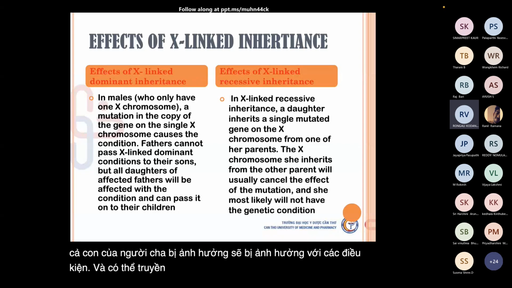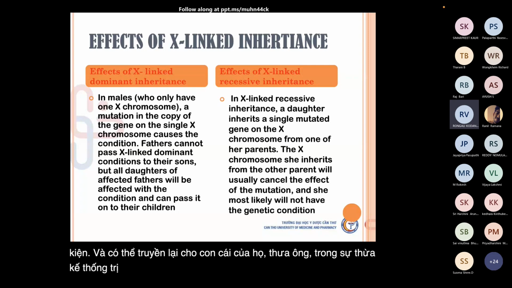So X-linked dominant inheritance generally happens because males have only one X chromosome. That is the main reason why they always get affected.